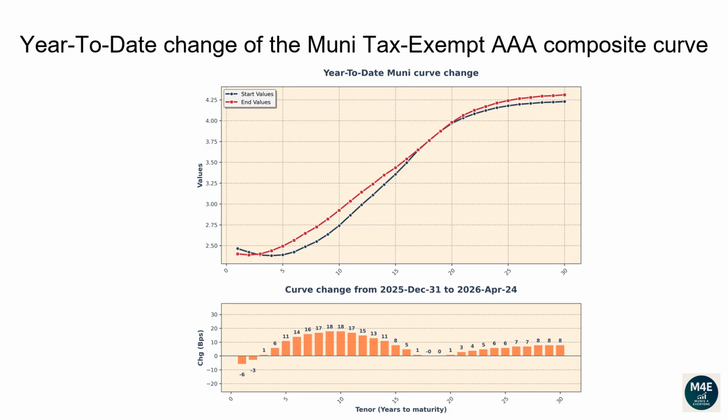The 1-year tenor changed -6 basis points. The 2-year tenor changed -3 basis points. The 5-year tenor changed 11 basis points. The 10-year tenor changed 18 basis points. The 20-year tenor changed 1 basis point. The 30-year tenor changed 8 basis points.